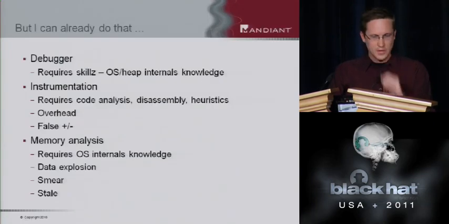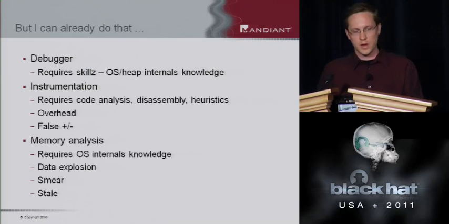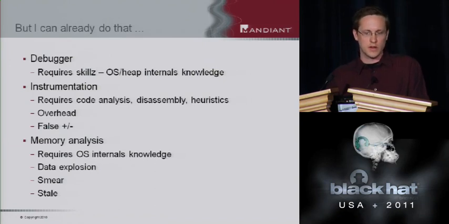So you may say, well, I can already do that with a number of other tools like a debugger or some memory analysis capabilities, but the debugger requires some pretty advanced skills and knowledge of heap internals and things like that. Instrumentation using something like Pin or some other type of binary instrumentation is what some other tools use, but that requires some heuristics, disassembly, code analysis, and it introduces an overhead and a false positive and negative rate that may or may not be acceptable. Same with memory analysis, and an additional disadvantage of memory analysis is that it's a smear and it's stale and it's not as real time as a debugger or a tool like Heap Inspector.